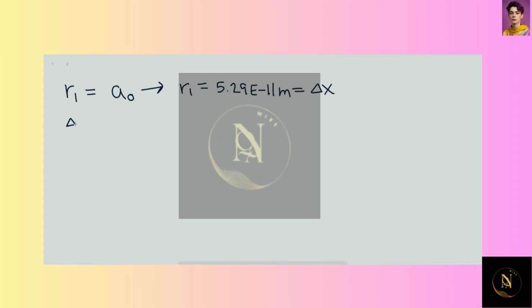So now we can apply the Heisenberg uncertainty principle, solving for uncertainty in momentum. Plugging in some simple numbers, we get a result of about 1.99 times 10 to the negative 24 kilograms meters per second.